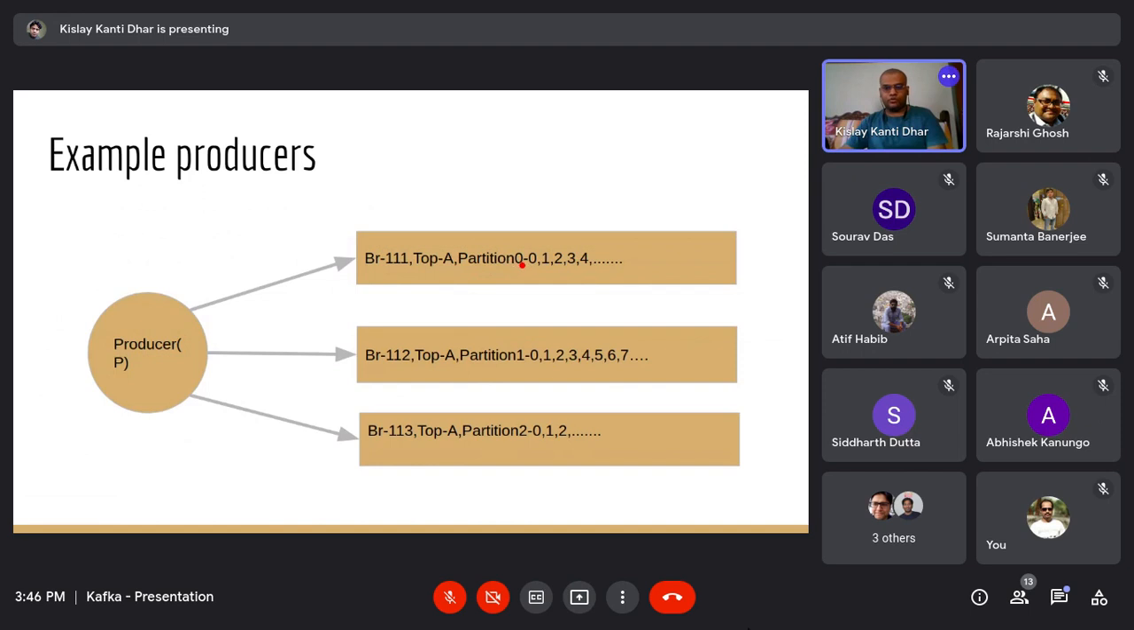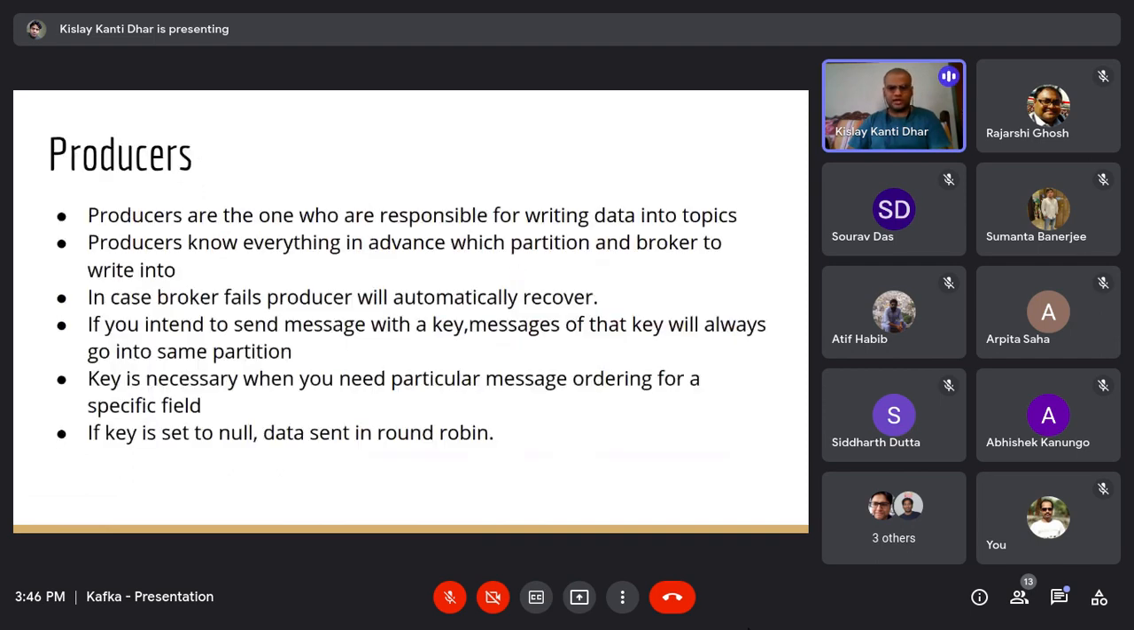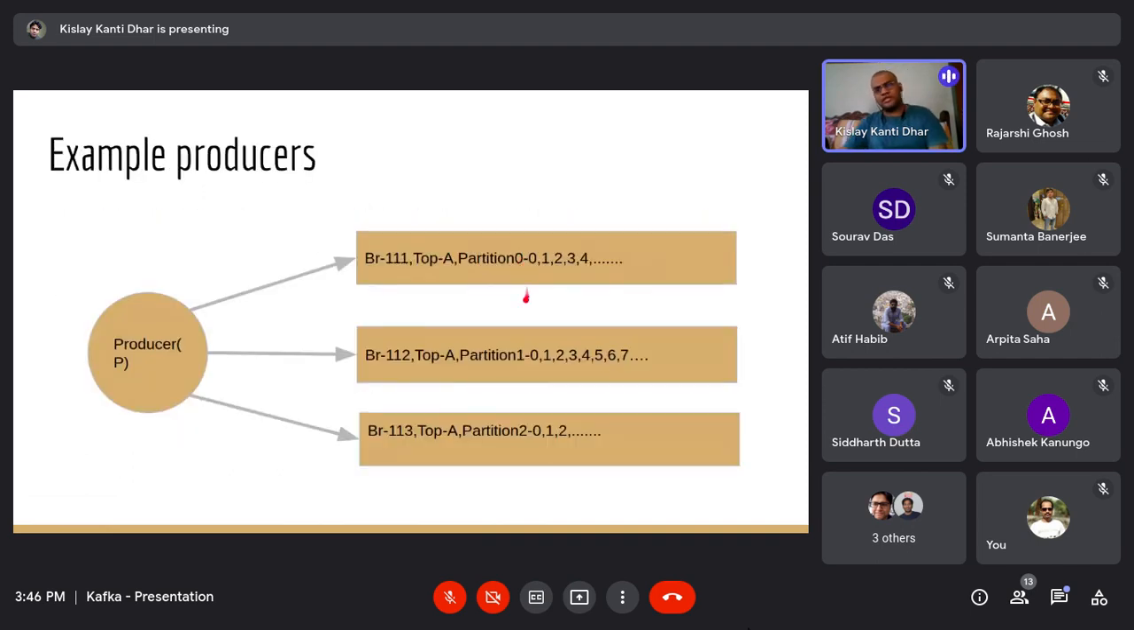But in case you try to add an extra partition, that time it will change the partition. If you add another one, then it will move to 3 or 4 or 5, something like that. But until that is changed, it will keep on storing that in the same partition. So if you have a key, it will go to a single partition. If you don't have a key, it will store it in a round robin way.